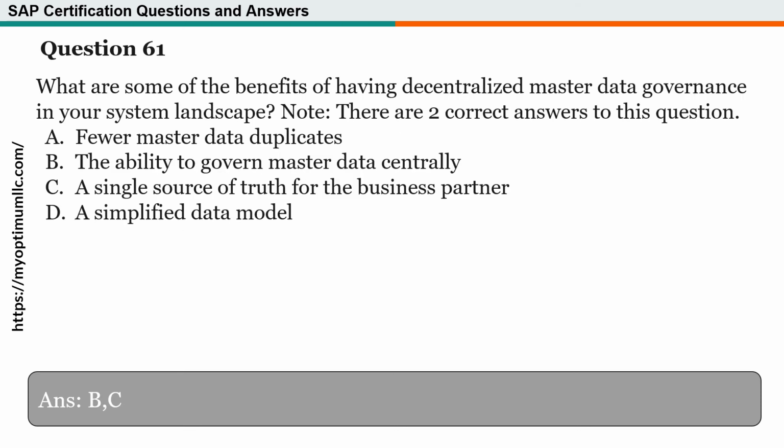Question 61. What are some of the benefits of having decentralized master data governance in your system landscape? Note, there are two correct answers to this question. A. Fewer master data duplicates. B. The ability to govern master data centrally. C. A single source of truth for the business partner. D. A simplified data model.